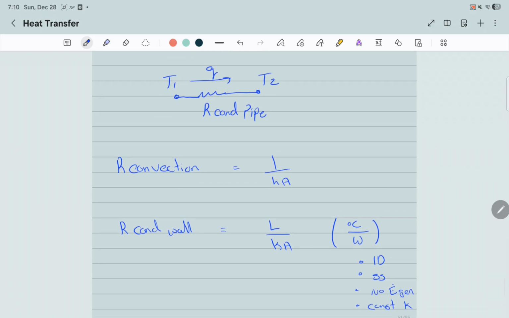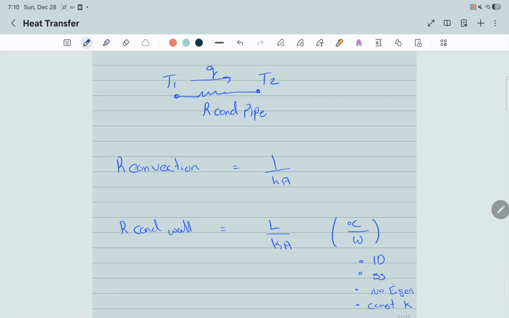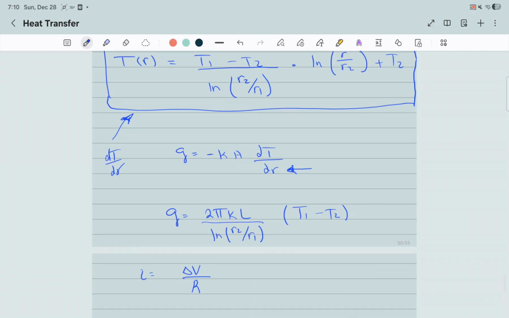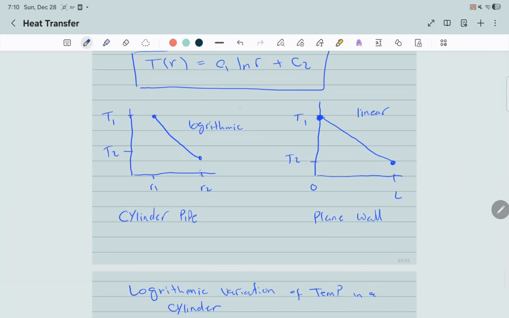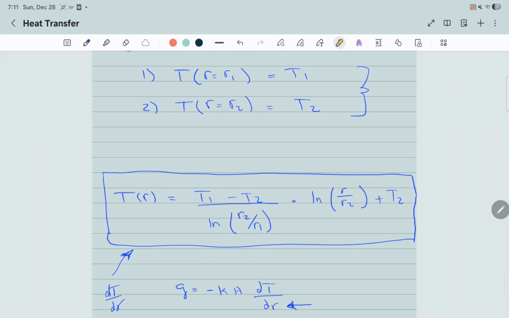Okay, that's it for today's class. We went through the heat distribution in a cylindrical pipe. We found that the temperature distribution in a cylindrical pipe is logarithmic, whereas in the plane wall it has a linear function. We also found the equation for the temperature distribution in a cylindrical pipe or tube. See you in the next video, and that's it.